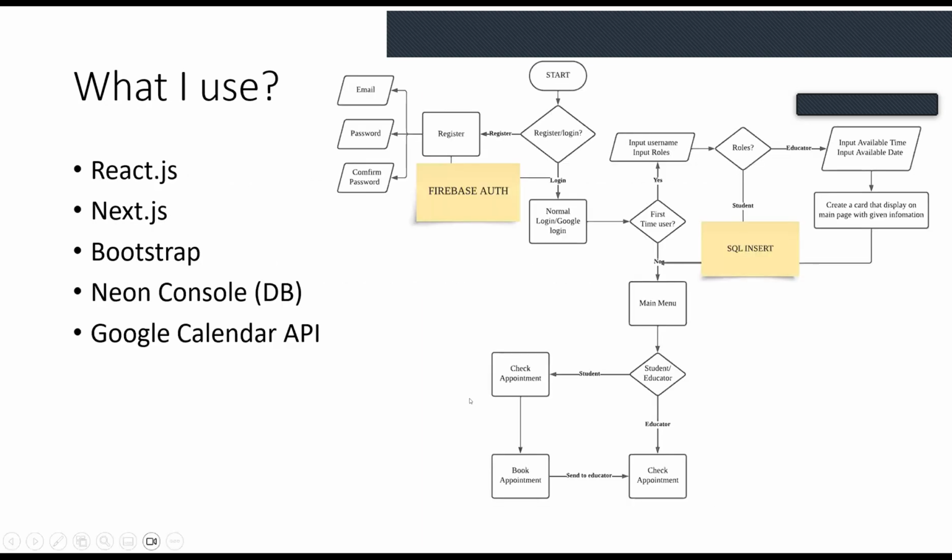So I use React.js, which is a JavaScript framework, and then I use Next.js for an external API that I made in Replit, so that I can call from the database, which I use in Neon console. And for styling, I use React Bootstrap and Bootstrap, these two, for my styling purposes. And then I also use an API called Google Calendar API, which is something new to me that I need to play around with.